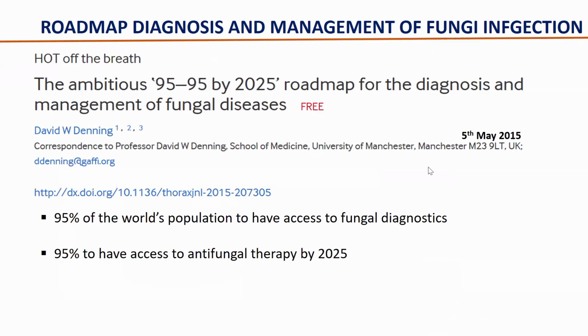And this roadmap was to take us to the improvement of fungal diagnosis and improvement of management of fungal infection. And through this roadmap, the ambition was at least by 2025, this is next year, we have less than a month to reach next year. This is 2025. At least by 2025, 95% of the population should have access to fungal diagnosis.